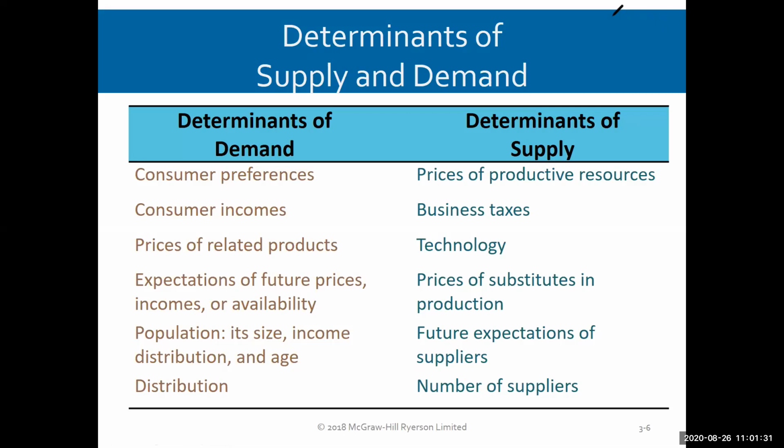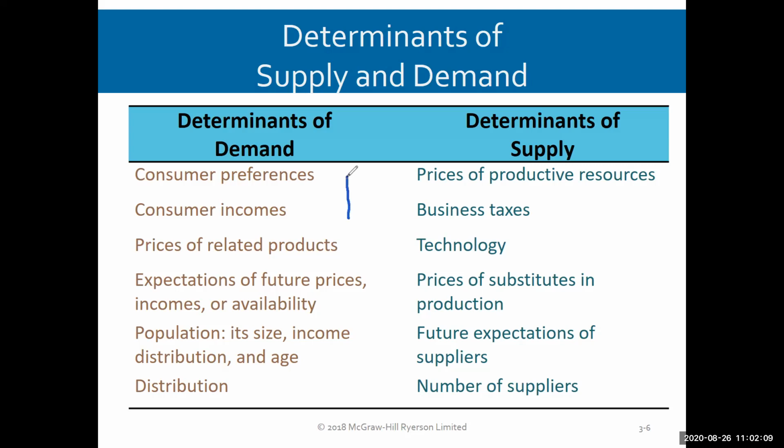are consumer preferences, if there's a change, either positive or negative; consumer incomes, if there's a change in consumer incomes, which way would it shift demand? Price of related products, that's substitutes and complements. If those prices change, then the demand for the product in question will shift. And then we did expectations of future prices, expectations of income or availability will change demand today. And population: size, income distribution, and age distribution. We talked extensively about how those will shift demand as well.